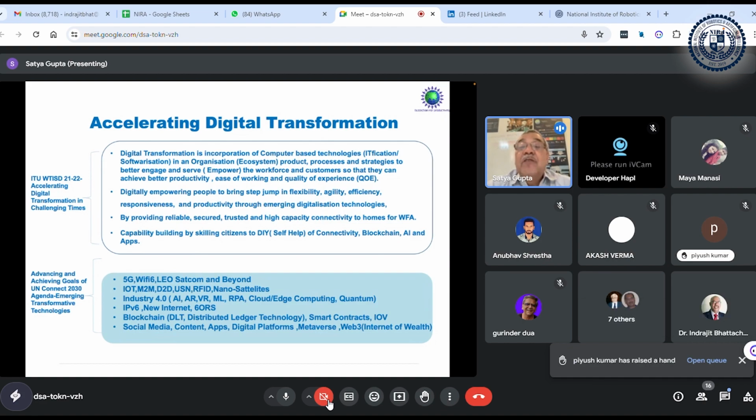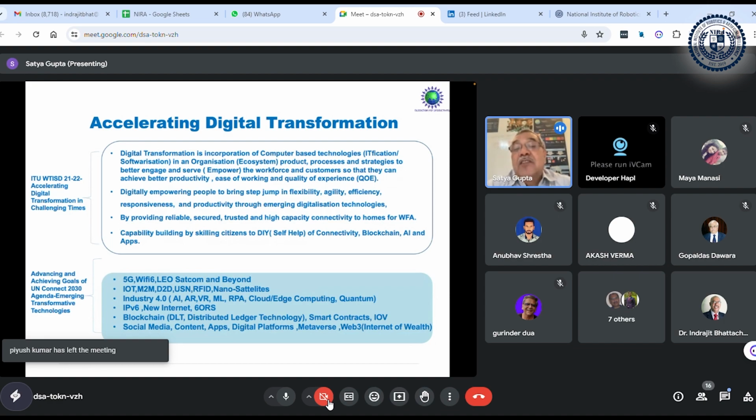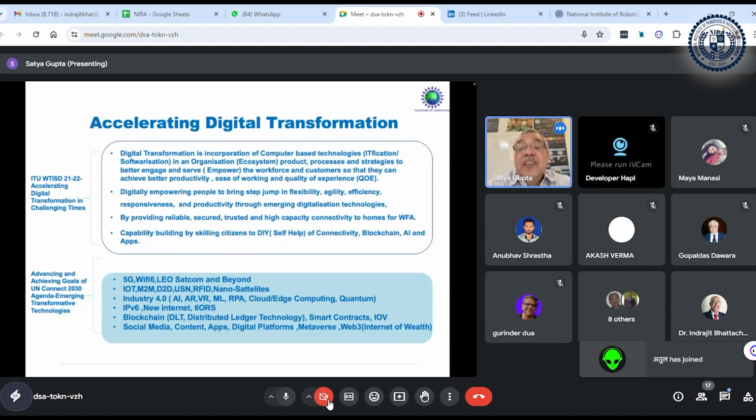So first of all, all of us have to be very clear what we actually mean by digital transformation. Of course, everyone knows, everyone is doing it. But the real thing about digital transformation is that it is nothing but the incorporation of computer-based technologies. I call it ITification or softwareization in an organization, product, processes, strategies to better engage and serve. And it is also equivalent to empowering the workforce and customers so that they can achieve better productivity, ease of working, and quality of experience. So that is the practical meaning of digital transformation. It is touching everyone, everything, and every activity, the main theme being to achieve better productivity, ease of working, and quality of experience.